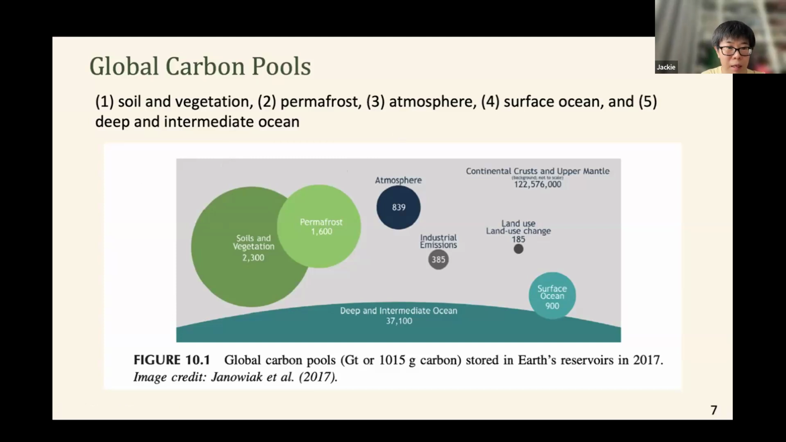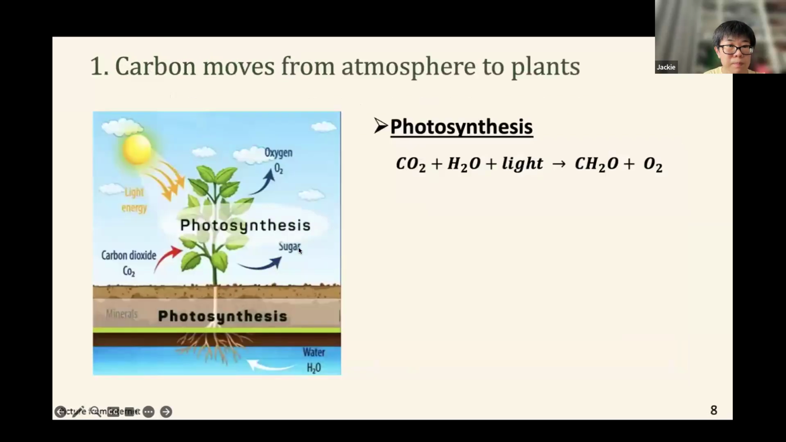All right. In our specific topic, we will basically focus on the pools of soil and vegetation, which, as you can see, represent large amounts of the terrestrial carbon pool in the Earth system. Then we can quickly go through several major carbon cycling processes, using very plain language to talk about the processes.